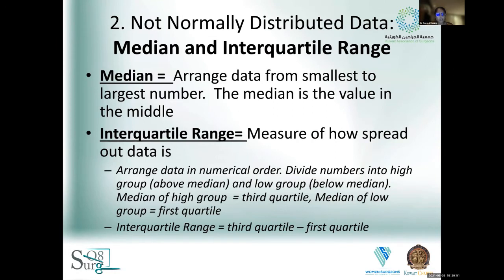If your data is not normally distributed, like we said, you're gonna use medians and interquartile ranges. As most of you know, median is basically you arrange your data from the smallest number to the largest number, and the number in the middle is your median. Interquartile range is the equivalent of standard deviation, but for medians. It's a measure of how spread out your data is. What you do is you arrange your data again in numerical order. You divide it into a small group and the big group, and then you find the number in the middle, and that's your first quartile and the third quartile. And I'll show you a diagram that shows this better. Interquartile range is basically subtracting your quartiles from each other, and it'll give you the interquartile range.